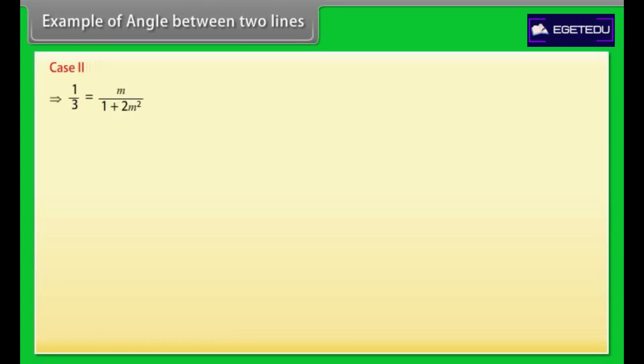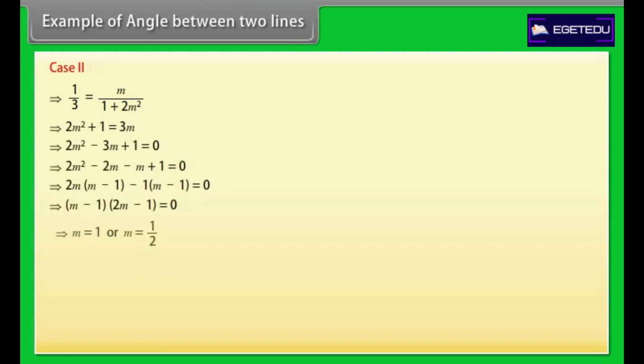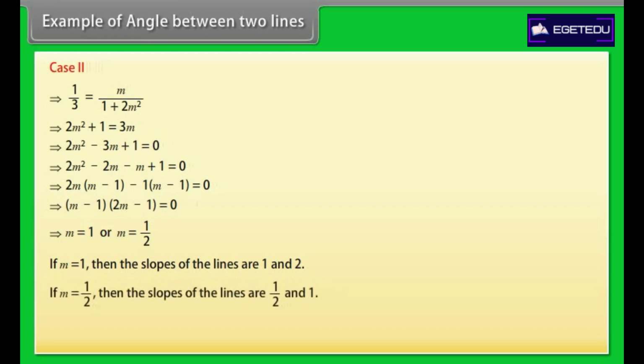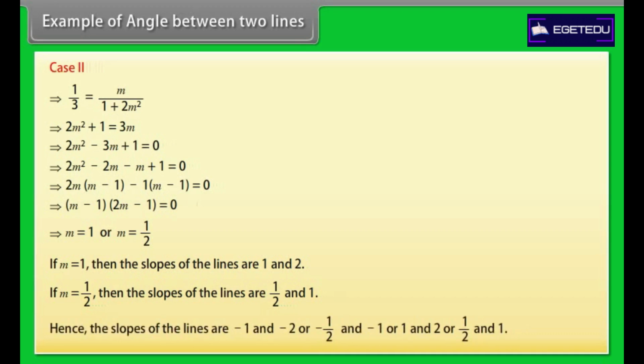Case 2. 1/3 = m/(1 + 2m²). On solving, we get m = 1 or m = 1/2. If m = 1, then the slopes of the lines are 1 and 2. If m = 1/2, then the slopes of the lines are 1/2 and 1. Hence, the slopes of the lines are -1 and -2, or -1/2 and -1, or 1 and 2, or 1/2 and 1.